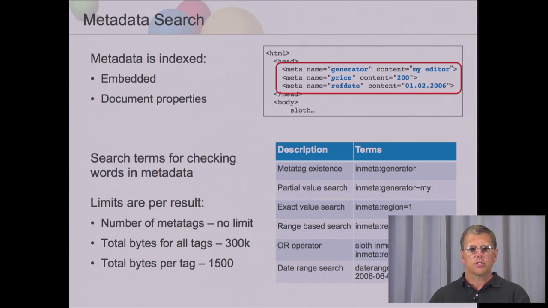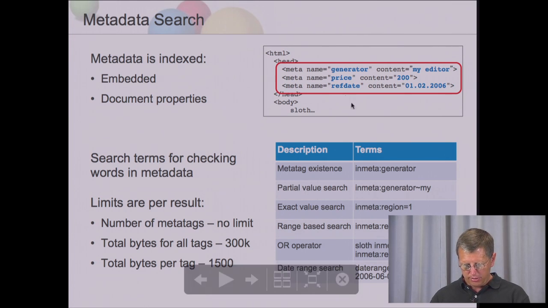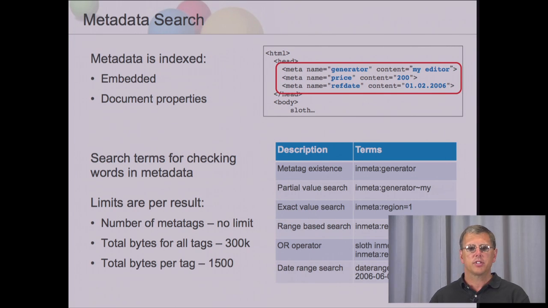So search users can perform metadata search lookups. They can say, look only in these metadata fields for these specific values or partial matches. And here's the operators down here in the table that show you what we can look up. We can look for the existence of a meta tag if we use the inmeta: operator and the name of the field. So inmeta:generator will only return documents with a generator meta tag in them. Let's take a look at how this plays out.